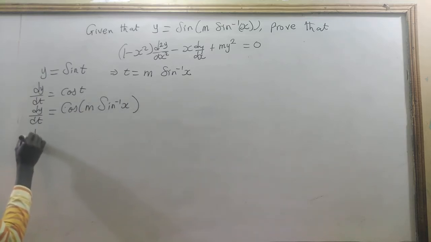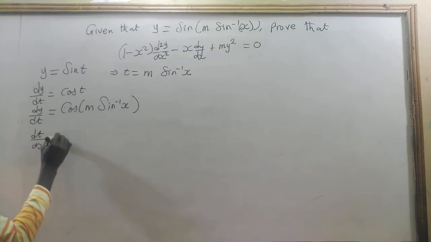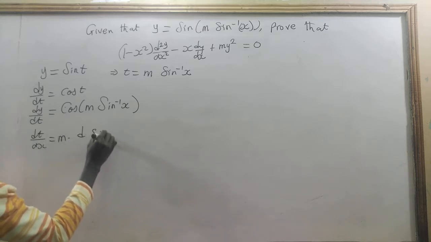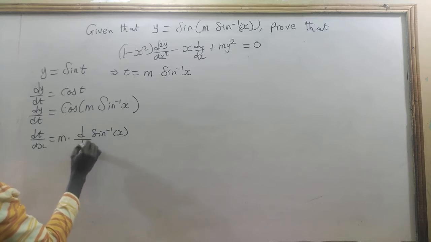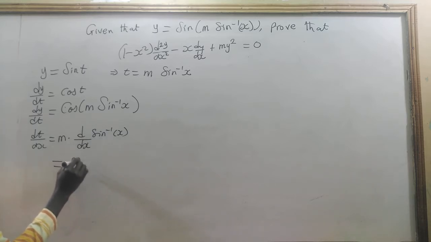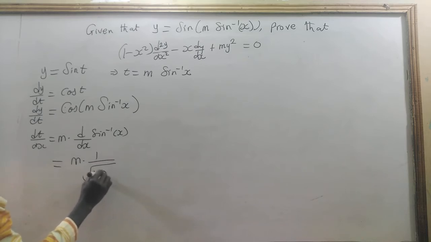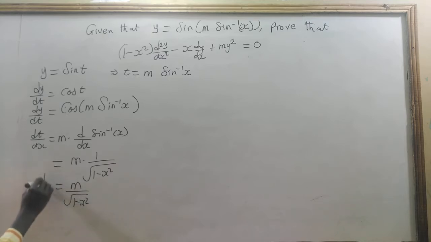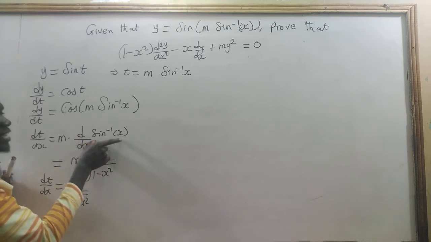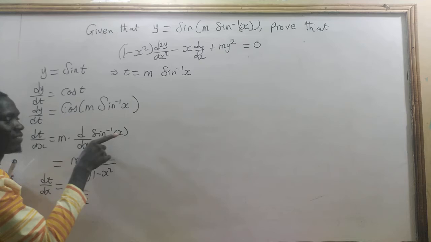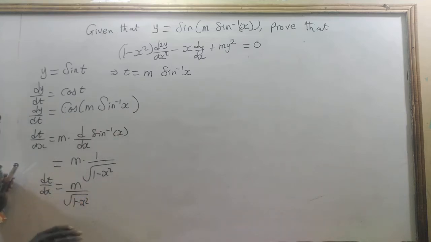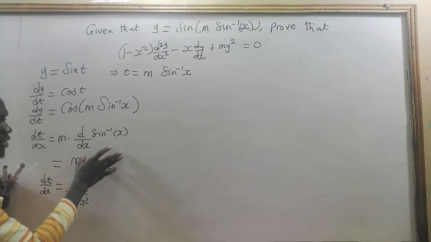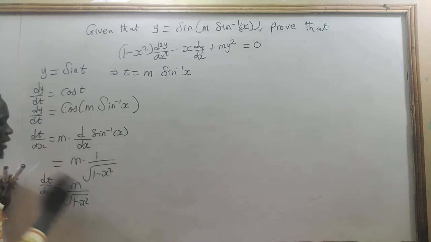Now here, the derivative of t with respect to x is equal to m times the derivative of sine inverse of x with respect to x. And that will give us m times 1 divided by square root of 1 minus x squared. And that is m divided by square root of 1 minus x squared as dt on dx. Remember that here, the inverse sine function, its derivative is a standard derivative. I have a video on that, so check the description for my video on derivative of the inverse sine function, and you get to know why we have this. So if you multiply this by that, you get this.